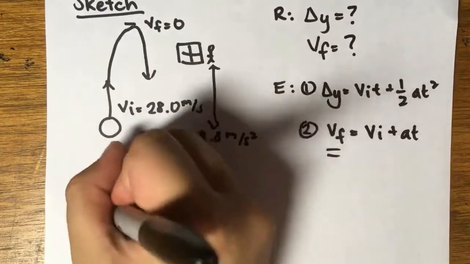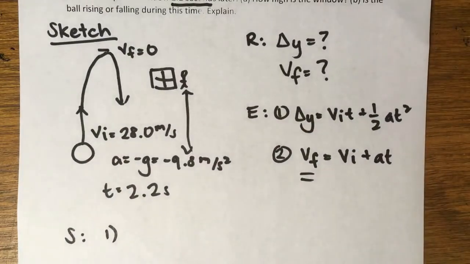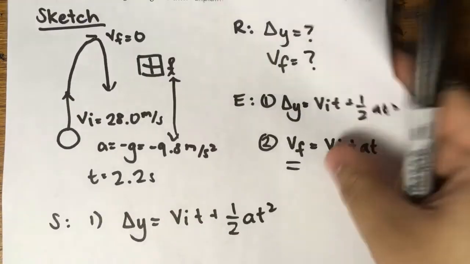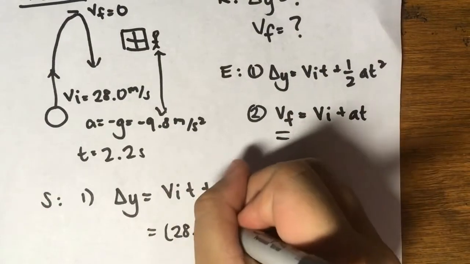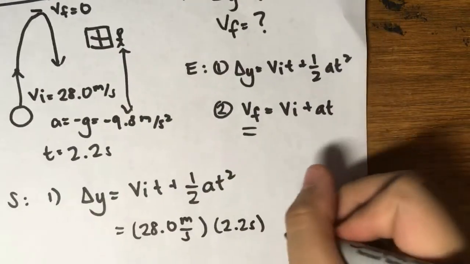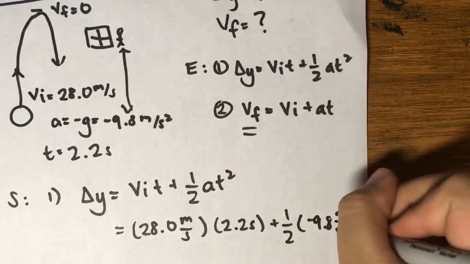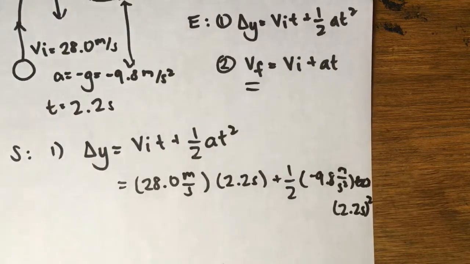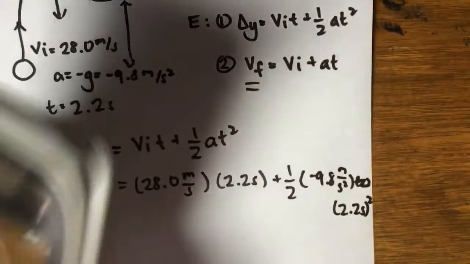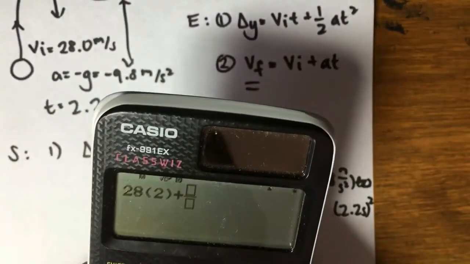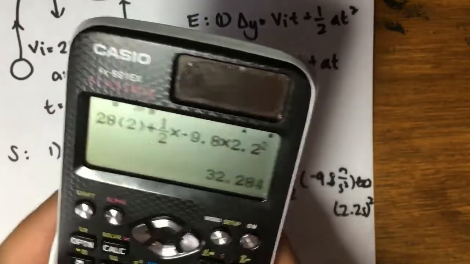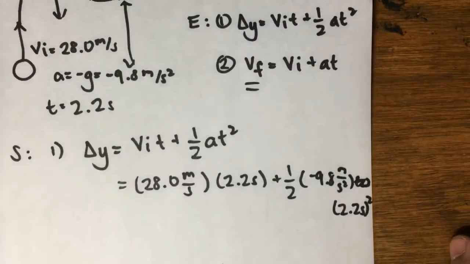Now let's go to our solution. Let's solve the first one because that's the first question. So delta y is equal to VIT plus 1 half AT squared. You know that VI is 28.0 meters per second, time is 2.2 seconds, and it's going to be 1 half times negative 9.8 meters per second squared times 2.2 seconds squared. Let's plug that all into our calculator. That's 28 times 2.2 plus 1/2 times negative 9.8 times 2.2 squared. That gives me 32.284.